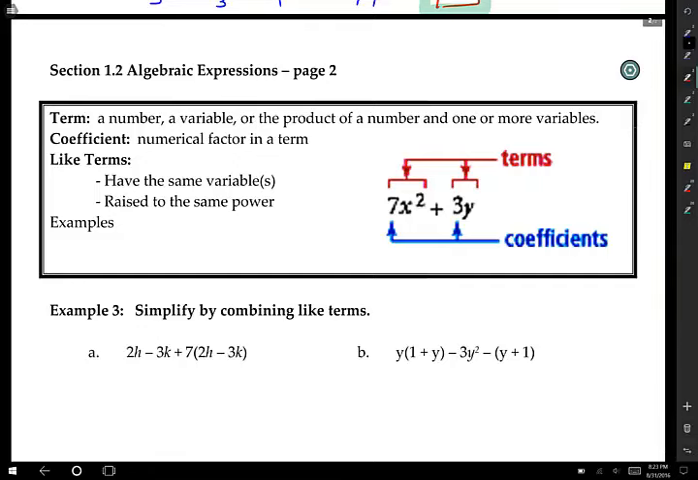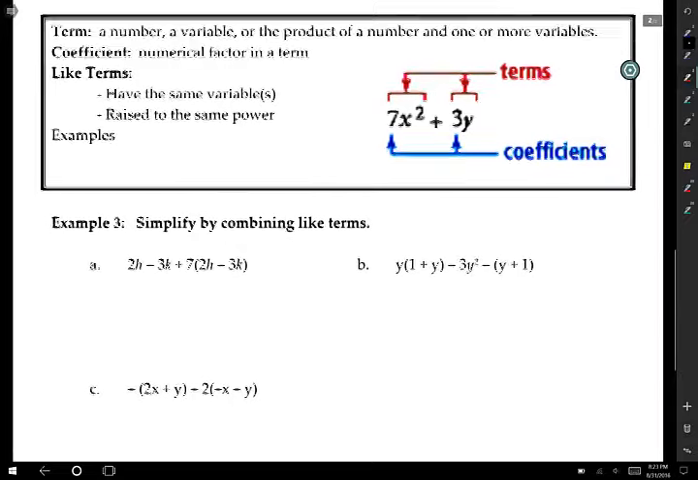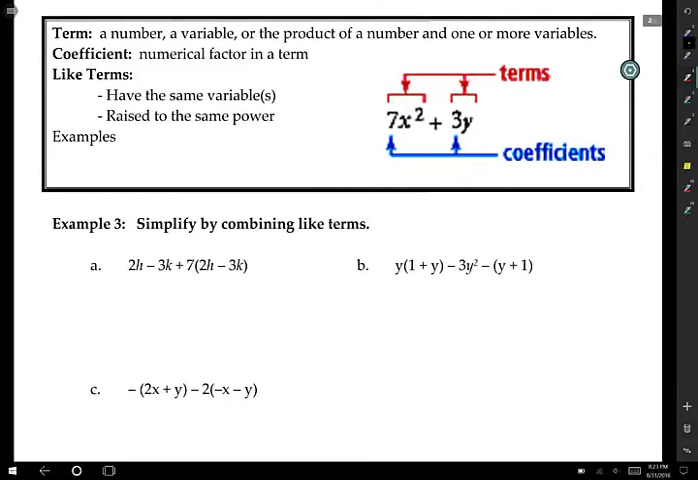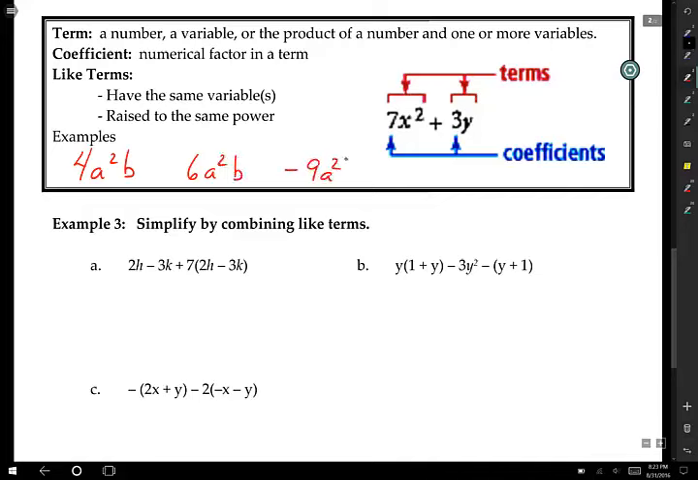Like terms are terms that have the same variables and also the same powers. So all of the following would be considered like terms: 4a squared b, 6a squared b, negative 9a squared b, and a squared b, because in each case they all have an a squared and a b, but the coefficients out front are all different. Just as a sidebar, please remember that there always is an invisible 1 when you don't have a coefficient out front.